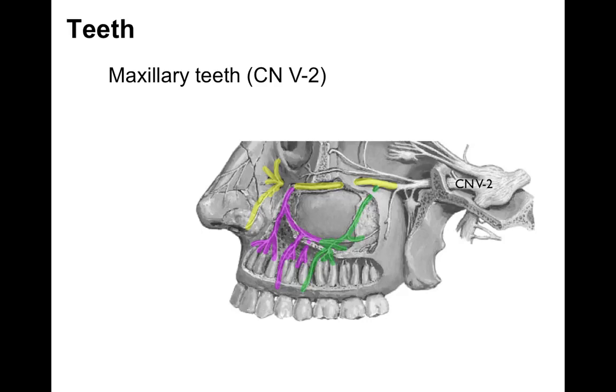So maxillary teeth are innervated by cranial nerve V2. So there we have V2, the maxillary nerve that traverses the foramen rotundum, and then as it courses through the infraorbital canal, it gives rise to our posterior superior alveolar nerve, middle superior alveolar nerve, and anterior superior alveolar nerve. And as their names imply, the posterior superior innervates the posterior teeth in the maxilla, anterior superior innervates the anterior teeth, and the middle somewhere in the middle.